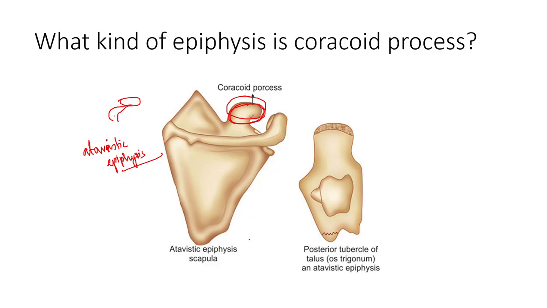Okay, what is the other example of atavistic epiphysis? The posterior tubercle of the talus is an atavistic epiphysis. Later on it gets fused with the talus.